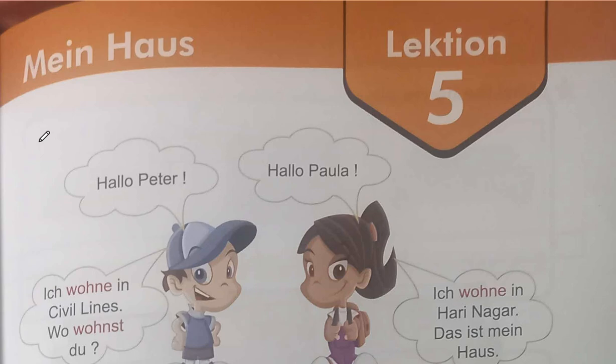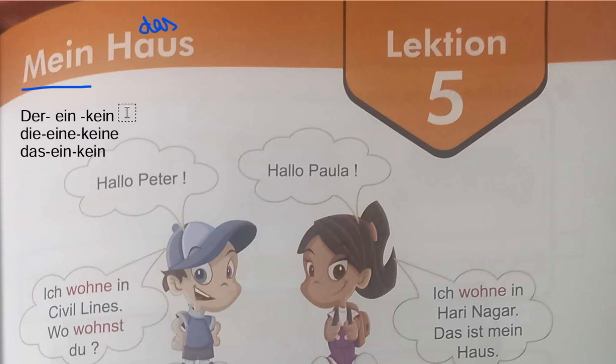Let's first discuss the title. The title simply means my house. Mein Haus. House is das Haus. The article of house is das. Why are we using mein and not meine? The reason is that the article of house is das, which means it is neutral. And for neutral words, we use mein.